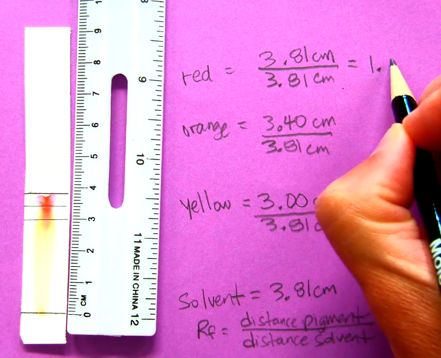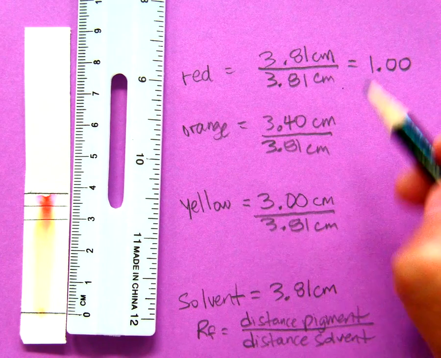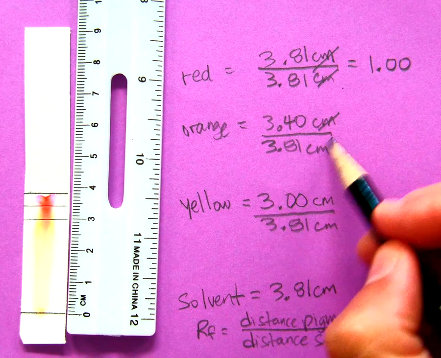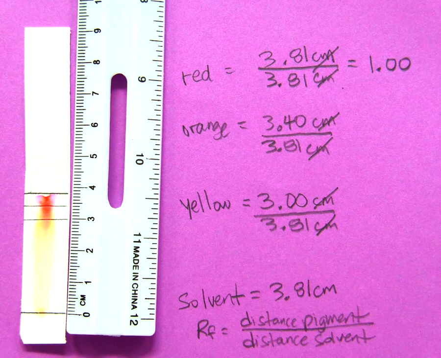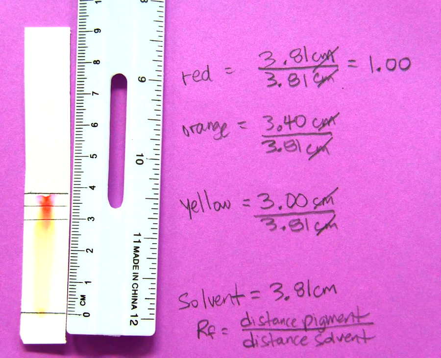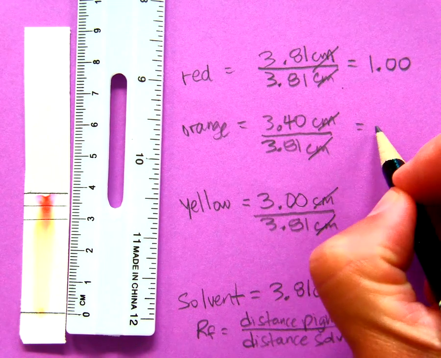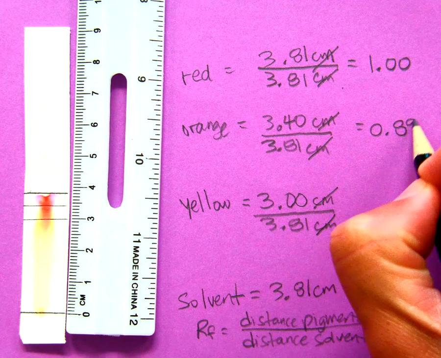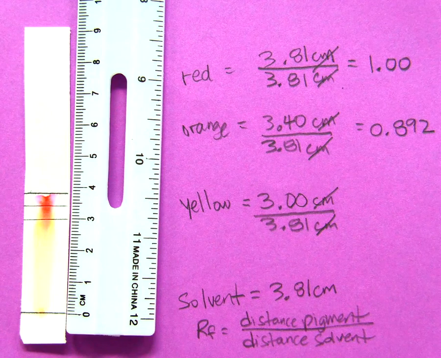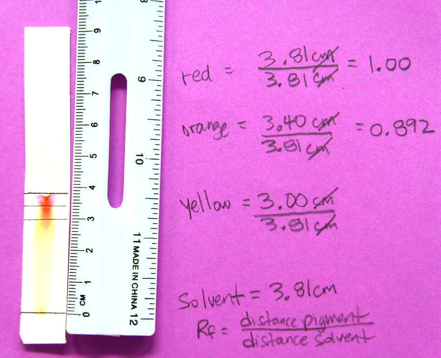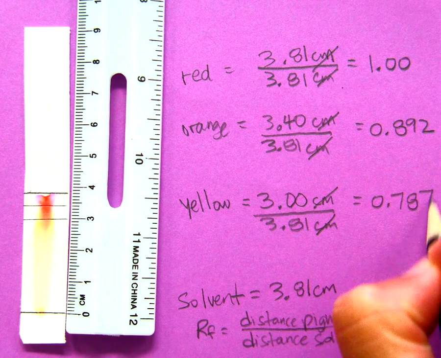So clearly this one is going to be a 1.00. No unit, because the units are going to cancel each other out. We'll talk about that again another day in more detail. And it's just a ratio. So 3.4 divided by 3.81 is going to be 0.892. Remember, with significant figures, it's count them up. So 3 sig figs and 3 sig figs. And then 3 divided by 3.81 is going to give you 0.787 as the RF value for that.